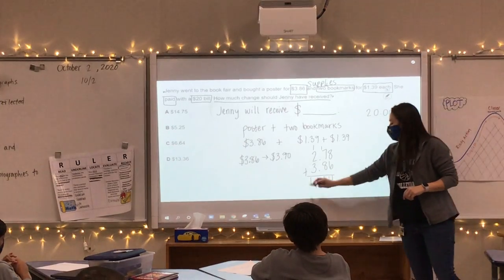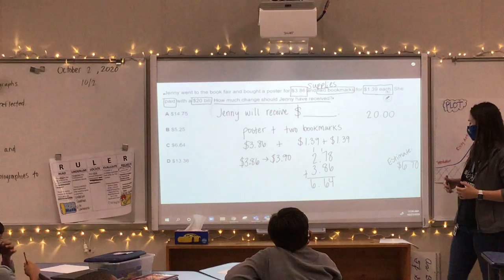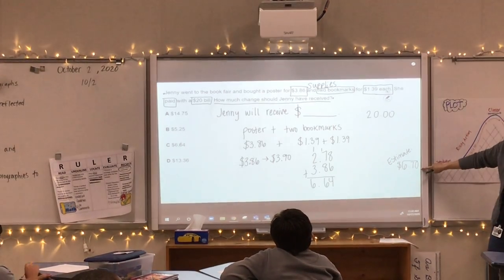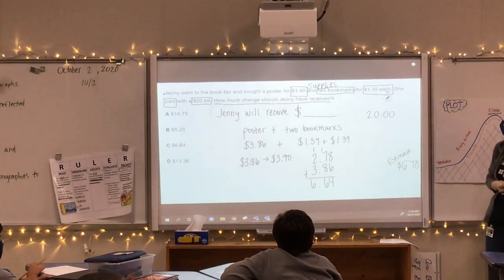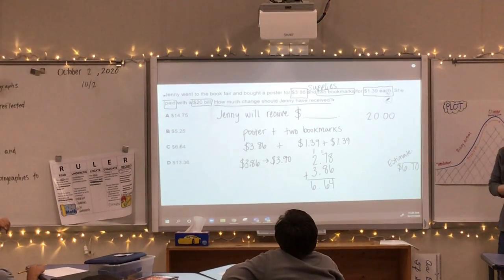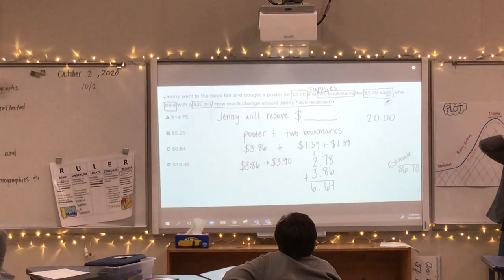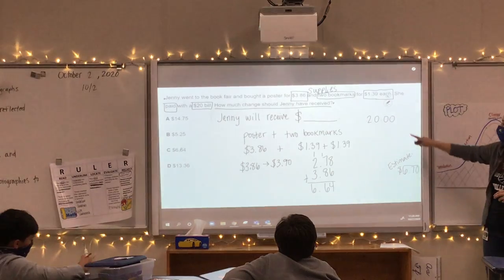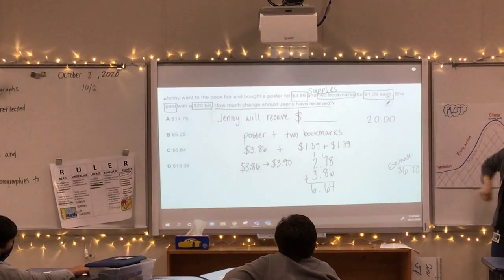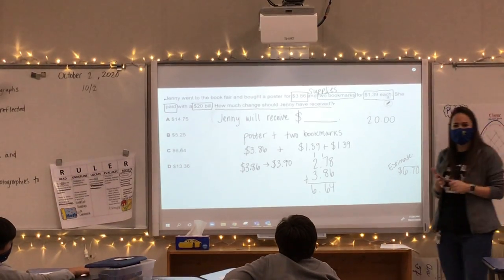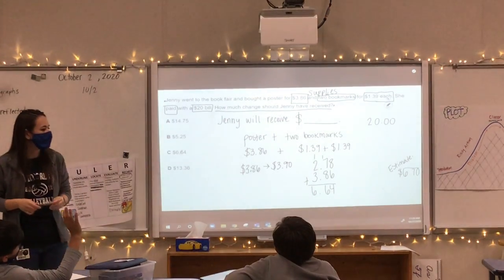Okay, so this is going to give us our actual total. So we're going to first come up with an estimation, so we have something to compare it to. We have an estimation of the total, which was $6.70. So what do we need to do to figure out about how much change she's going to receive? We can subtract $6.70 from $20, right? Could I make this even more friendly to subtract with? Yes. What could I do? $7.